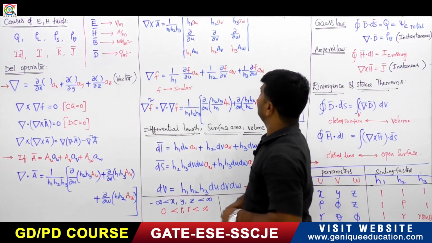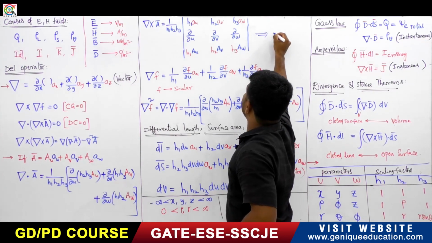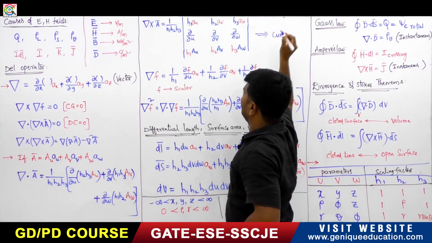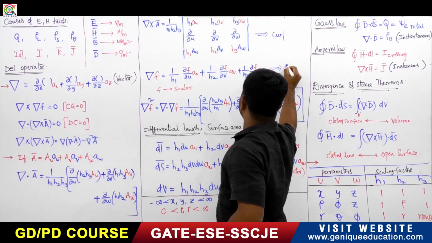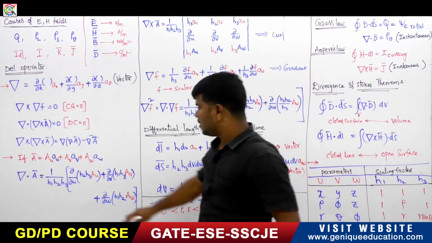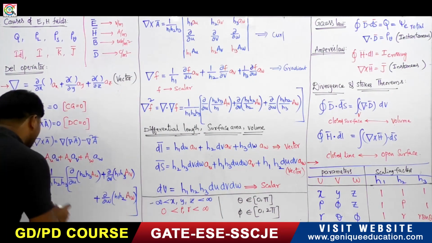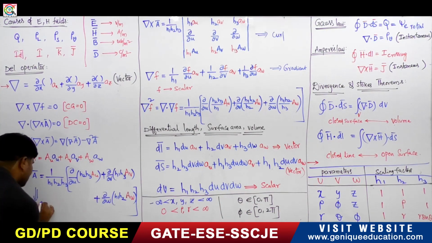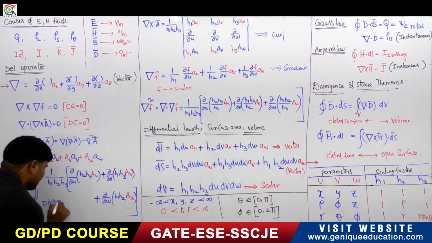It is called the divergence. This is called what? It is a curl. It is a gradient. What is this? It is called the divergence.